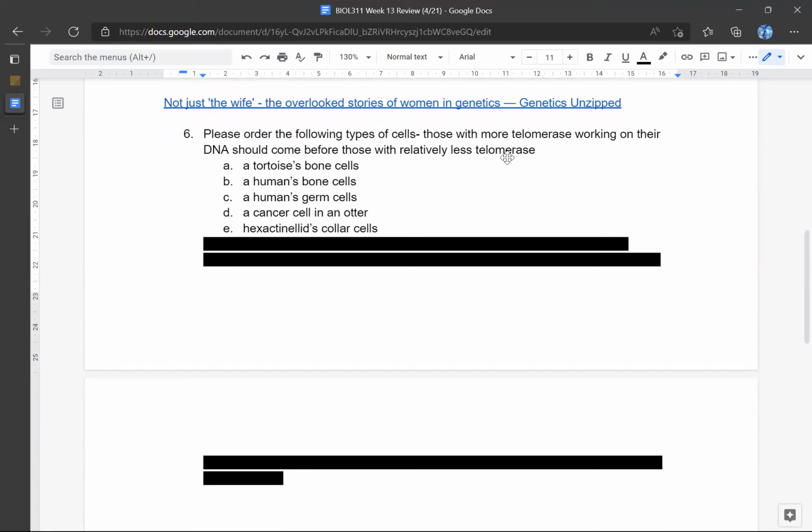Okay, so moving on. Please order the following types of cells. The ones with more telomerase working on their DNA should come before those with less telomerase working on their DNA. I'll give you a second.